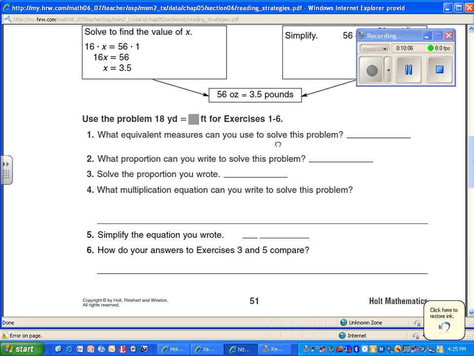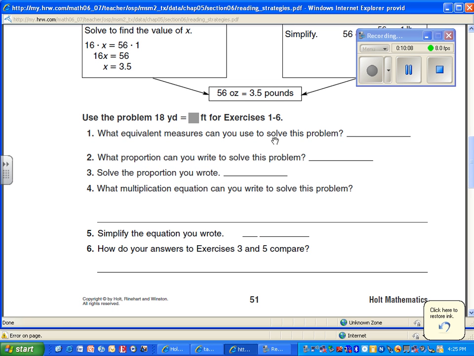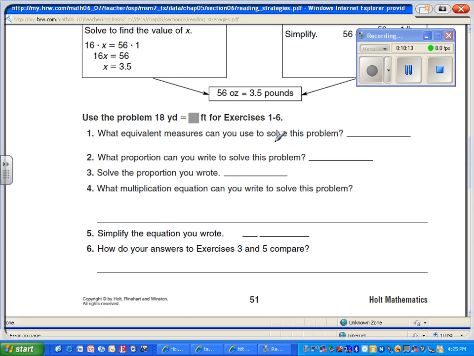Down farther on down your page. It says use the problem 18 yards to blank feet. So we are changing 18 yards to feet. Now it says number one, what's the equivalent measure you can use to solve this problem? We're going to use the 1 yard is equal to 3 feet. And that's what we're going to use for our proportion. So we're going to say 1 to 3. This is yards to feet. And that is equal to, we'll see, 18 was our yard, so the 18 goes on top, 18 yards to, and we're looking for how many feet that is.